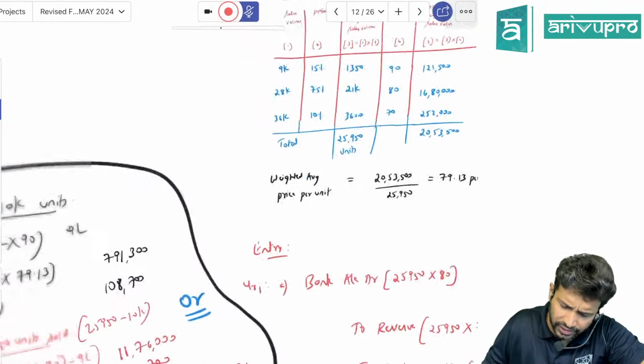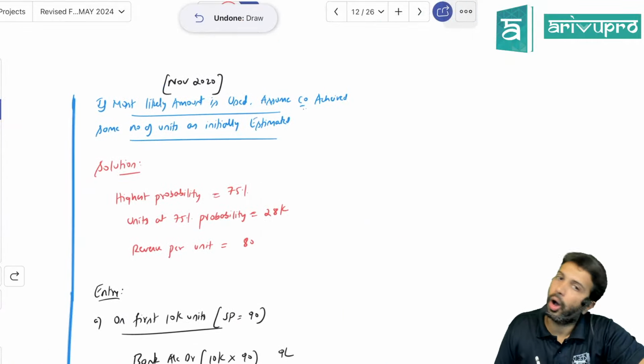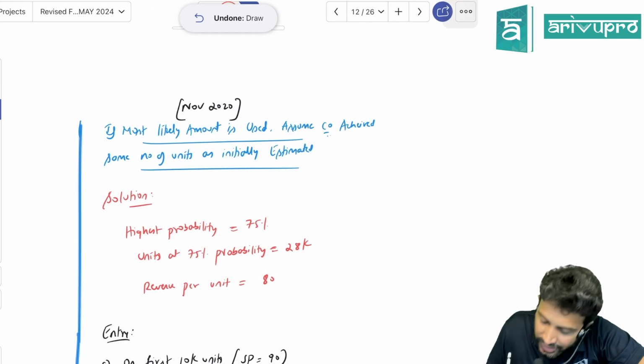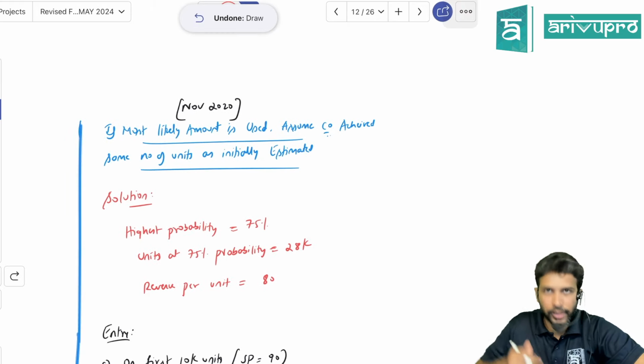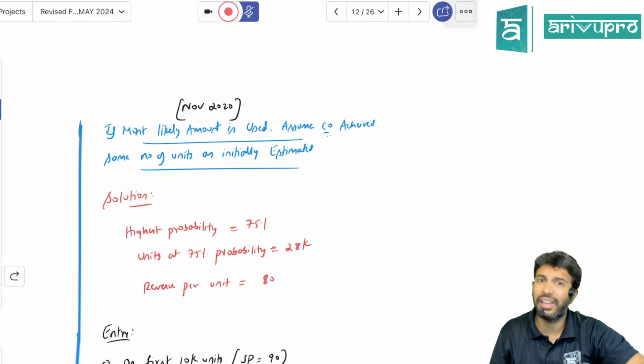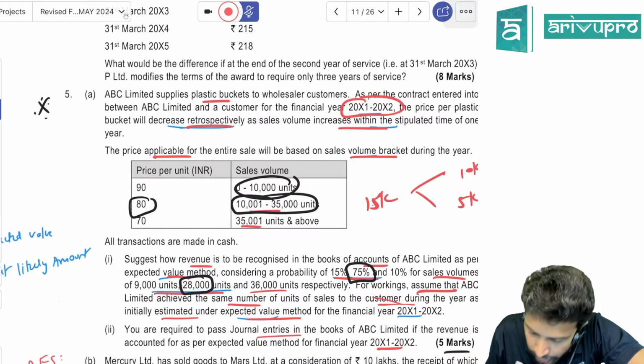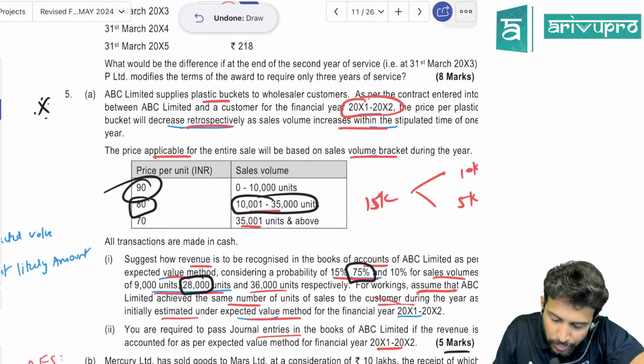I will pass the entry like this only. Now, revenue per unit is 80, correct? Now how many units are we expecting the customer will buy? 28,000. Do you think the customer will place one order for 28,000? No, he will go on placing orders throughout the year, right? But up to 10,000 units, we have made an agreement that the price will be 90, correct?